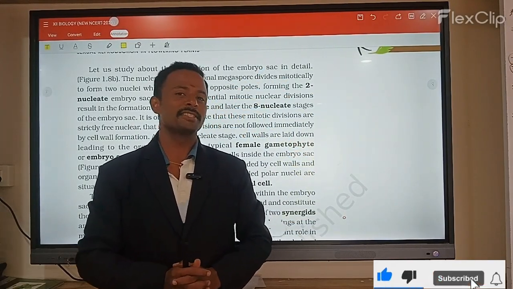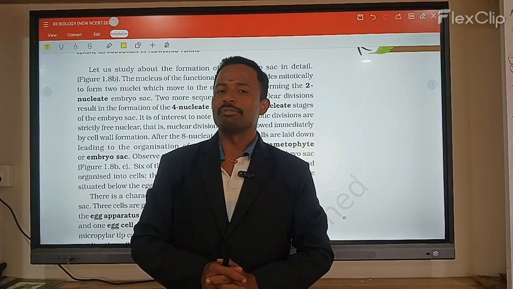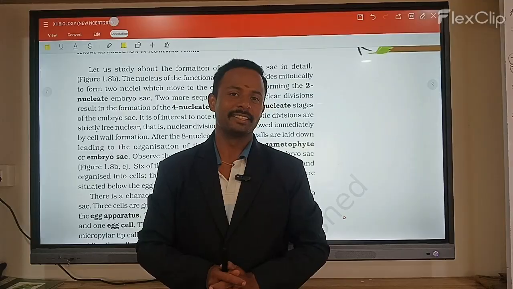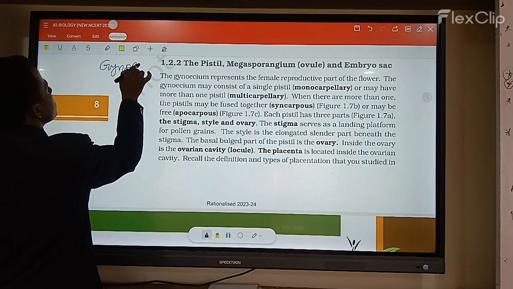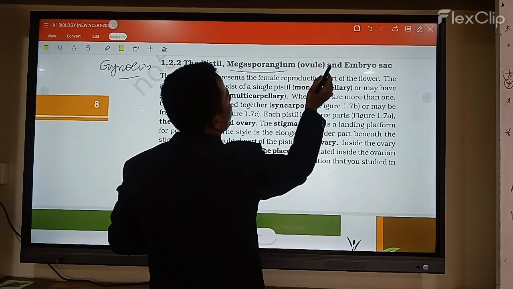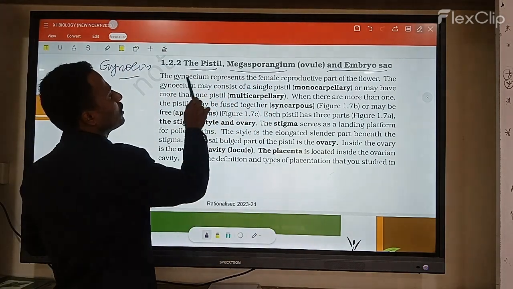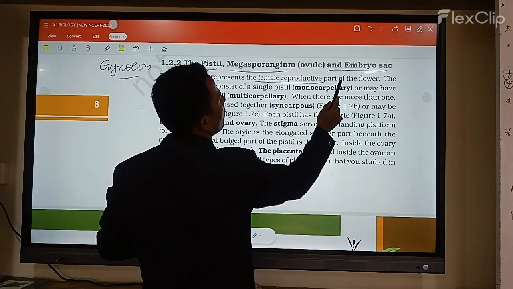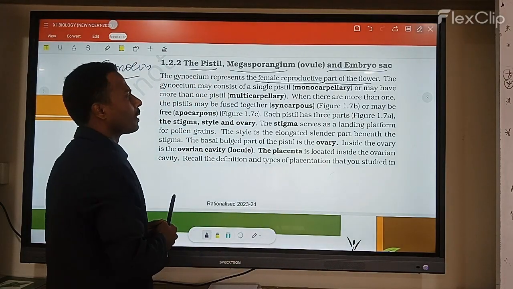For this section, we will discuss NCERT Class 12th, Sexual Reproduction in Flowering Plants, part 3. Let us discuss the gynoecium. What is it composed of? The pistil, megasporangium and embryo sac. The gynoecium represents the female reproductive part of the flower. So the gynoecium is called the female reproductive part of the flower.